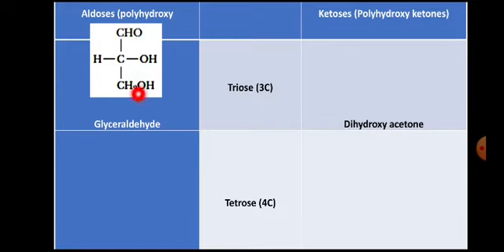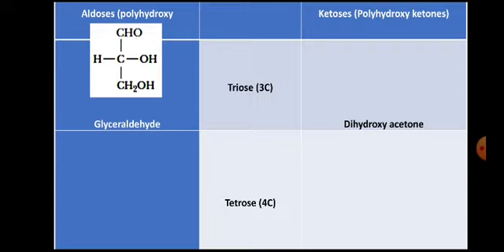Therefore, while drawing it, first draw the skeleton, that is C, C, C. Then make this terminal carbon CH2OH. Then at the other end, as it is an aldose sugar, make this group CHO, and the rest of the carbons carry H and OH. This is the structure of an aldose sugar containing 3 carbons.